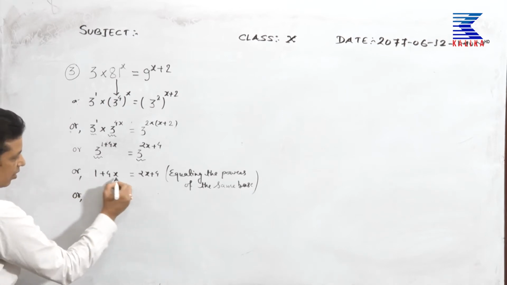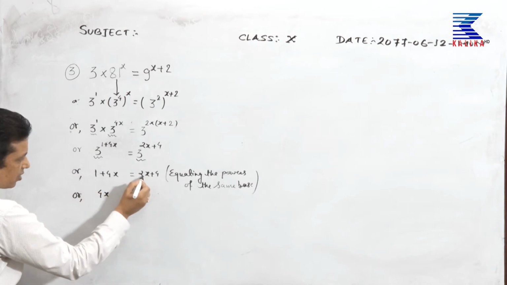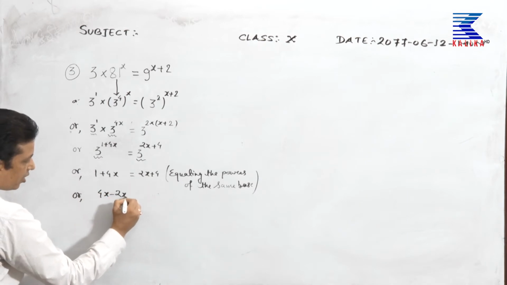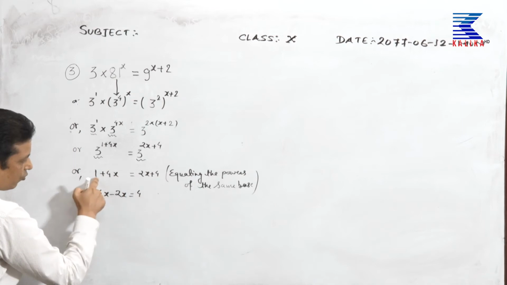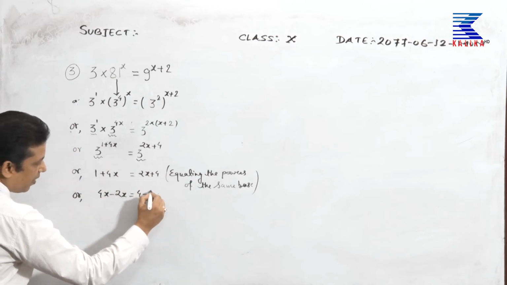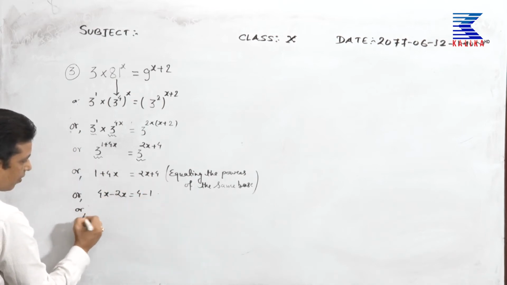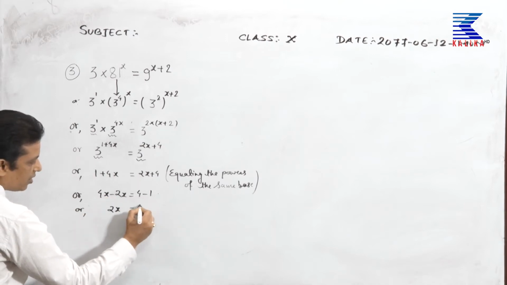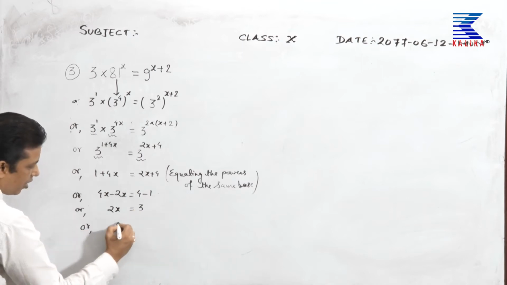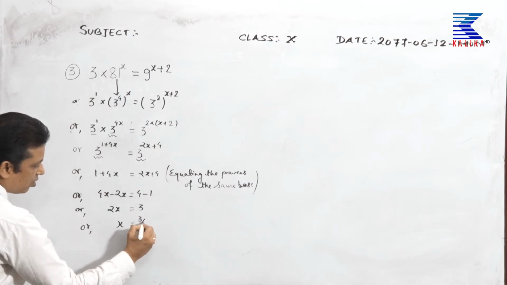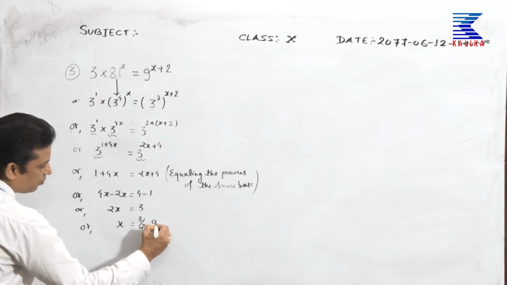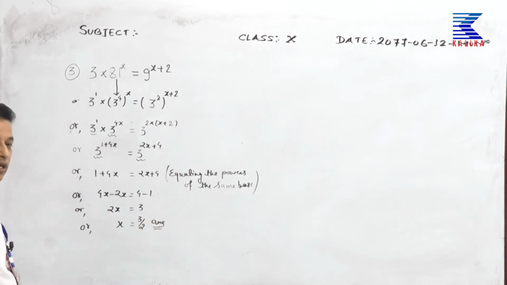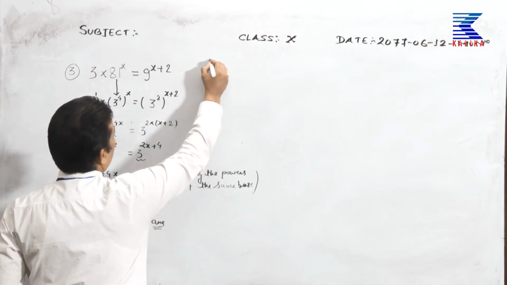Now, variables together: 4x, 2x comes here, it becomes minus 2x, 4 is here, 1 goes to the right hand side, it becomes minus 1. 4x minus 2x is 2x, 4 minus 1 is 3. x is equal to 3 over 2. Okay. I hope you have understood this question. Now, let me do one more question.